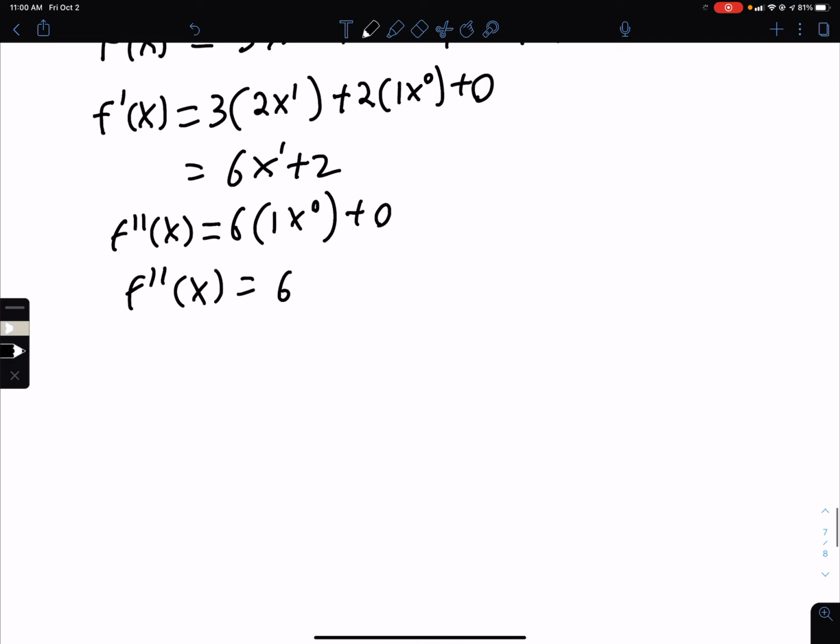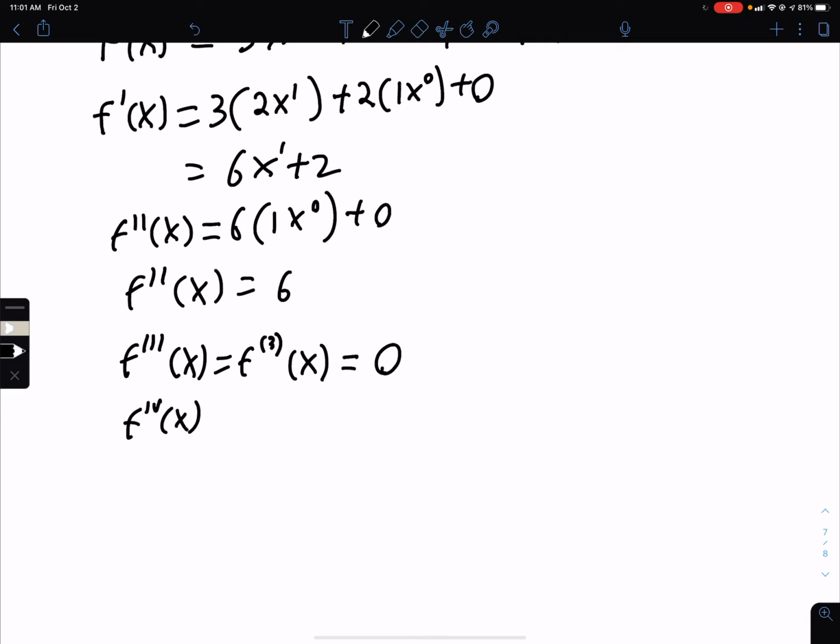I can find the derivative again. So I'll take the third derivative, which can also be written this way. That's another way to write the third derivative. And I just take the derivative of 6, which is a constant, so it's 0. I can do it again.